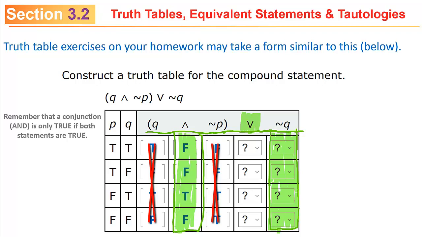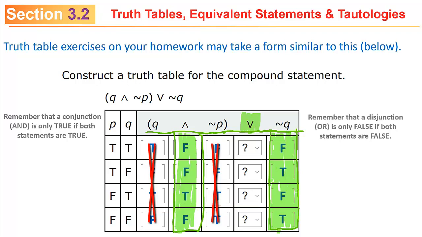So I have to get that not Q figured out. Well, if Q is true, then not Q is going to be false. If Q is false, not Q is going to be true. If Q is true, not Q will be false. And if Q is false, not Q will be true. So now I'm ready to actually complete the OR with those two shaded columns. And remember, an OR is only false if they're both false. The very first row is both false, so that'll be false. The second row is not both false, that'll be true. The third row is not both false, so it'll be true. And the last row is not both false, so it'll be true.